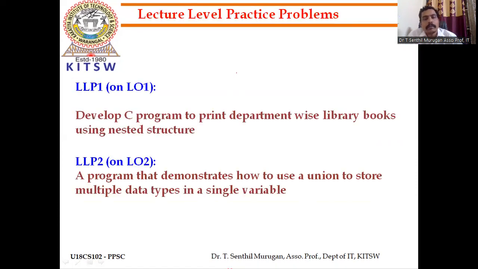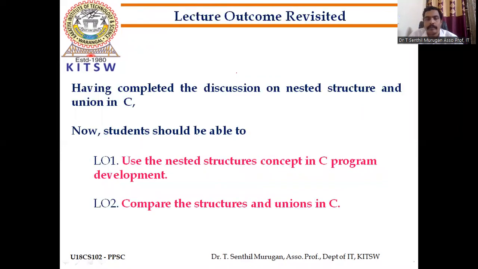Lecture level problems, students, you are able to solve these problems. Develop a C program to print department-wise library books using nested structures. CSE separate books, IT separate books, EEE separate books. Like that, how many departments are there, how many books are there, accordingly you have to create nested structures. Another one is a program that demonstrates how to use a union to store multiple data types in a single variable. The union concept we also discussed, so in the same way you can write one program and check how it is working.